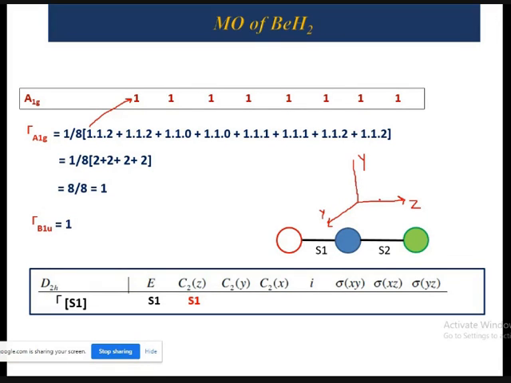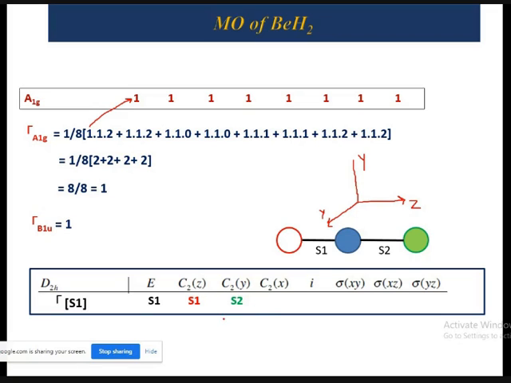S1 is not going to be changed. What about C2Y? Of course, it is going to be changed. That's why I have written S2. So with respect to this axis, if you rotate the molecule, what would happen? This bond is going to occupy this position, right? So S1 will come here and S2 will go there.